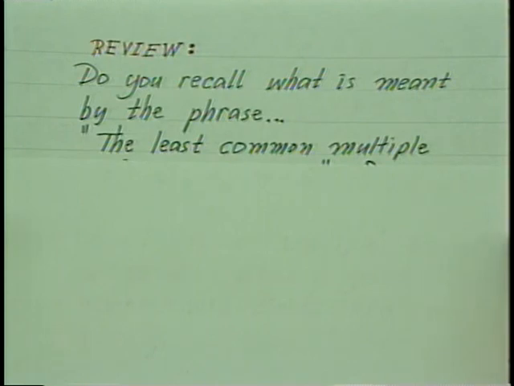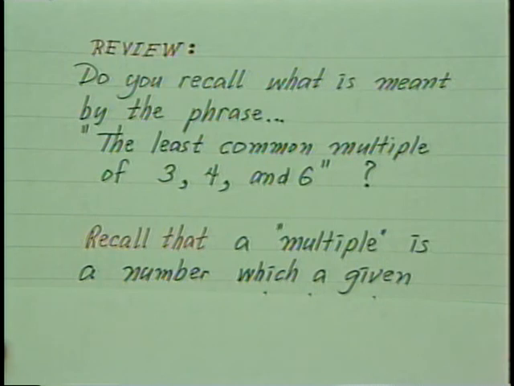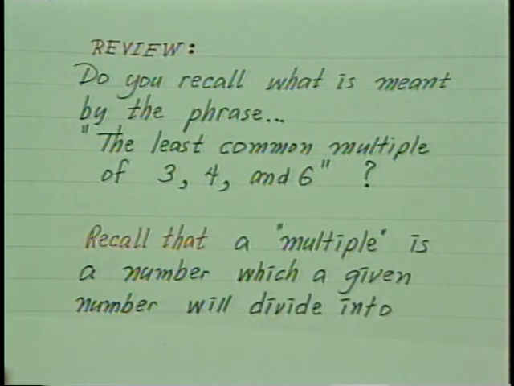Now let's extend our review of the last chapter a bit further. Do you recall what is meant by the phrase, the least common multiple of, say, 3, 4, and 6? Do you recall what the phrase was asking us for? Recall that the word multiple, or a multiple, is a number which a given number will divide into evenly.